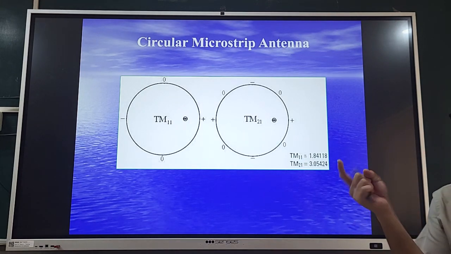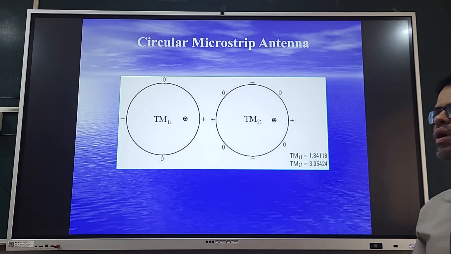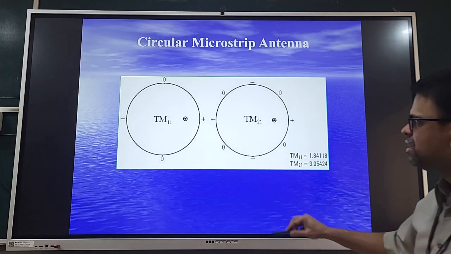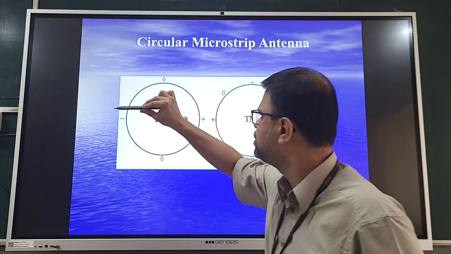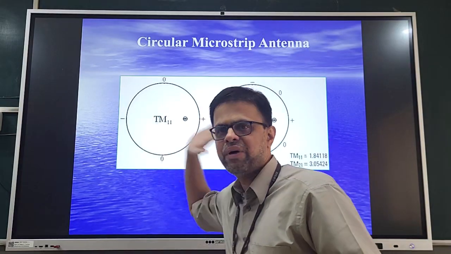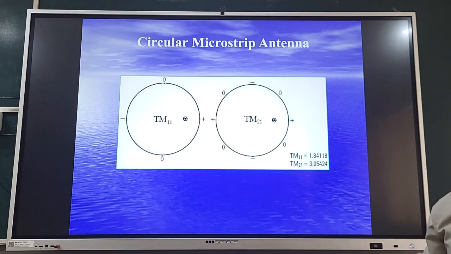Because ultimately it should be plus 0 minus like the previous one, but that doesn't happen. That is because of the Bessel function type of distribution, but it is half wavelength in nature. So TM21 is the next resonant mode. Again, the E plane is the plane which contains the E vector, so it is along XZ, and the H plane is YZ. Because of this, the radiation pattern is broadside.